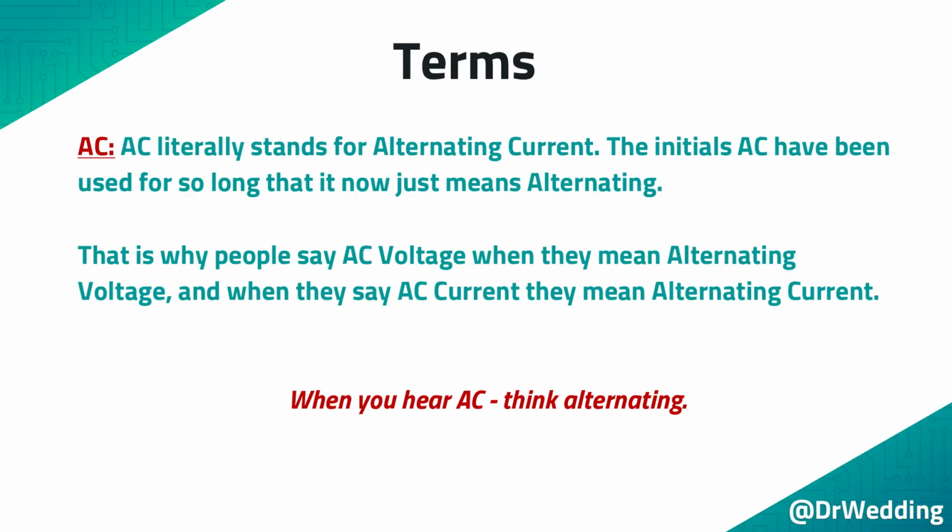AC literally stands for alternating current. The initials AC have been used for so long that it now just means alternating. That is why people say AC voltage when they mean alternating voltage, and when they say AC current, they mean alternating current. Just like the example with DC, if you expand AC into alternating current and use it in front of voltage and current, it sounds funny. AC voltage becomes alternating current voltage, and AC current becomes alternating current. Therefore, even though AC stands for alternating current, you should think of it as just alternating.